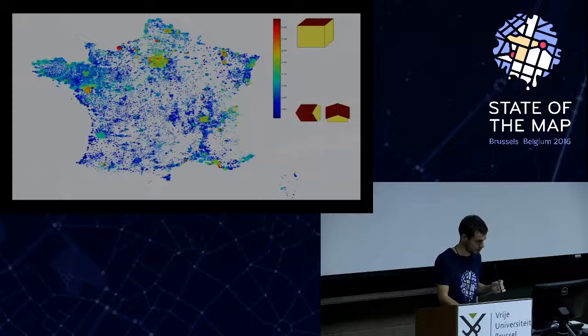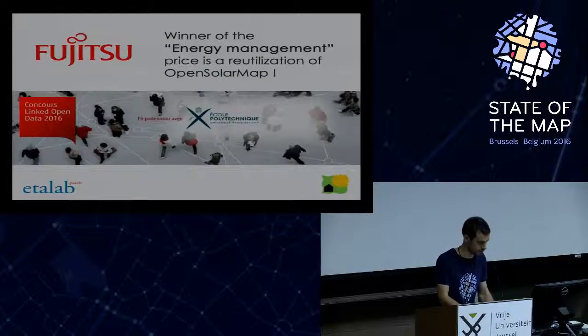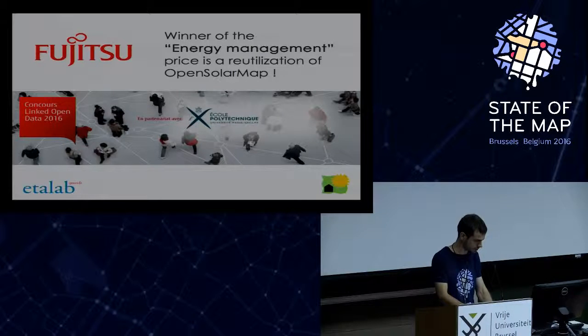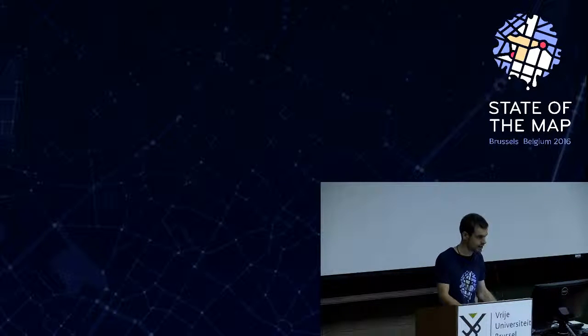The winner of a concourse by Fujitsu was a reutilization of OpenSolarMap. It linked solar exposure in France with altitude data and the OpenSolarMap database. And the same challenge was used for the selection phase of the data science game this year. The data science game is an international competition for students in data science fields.